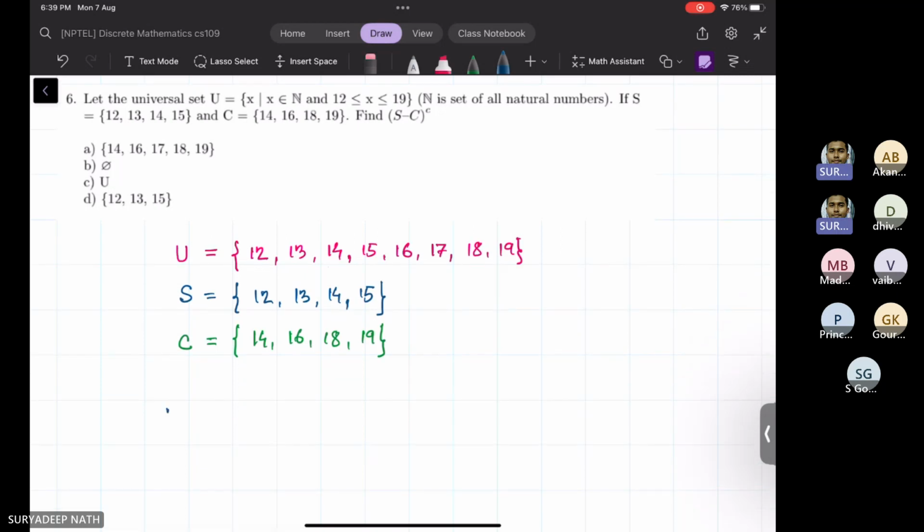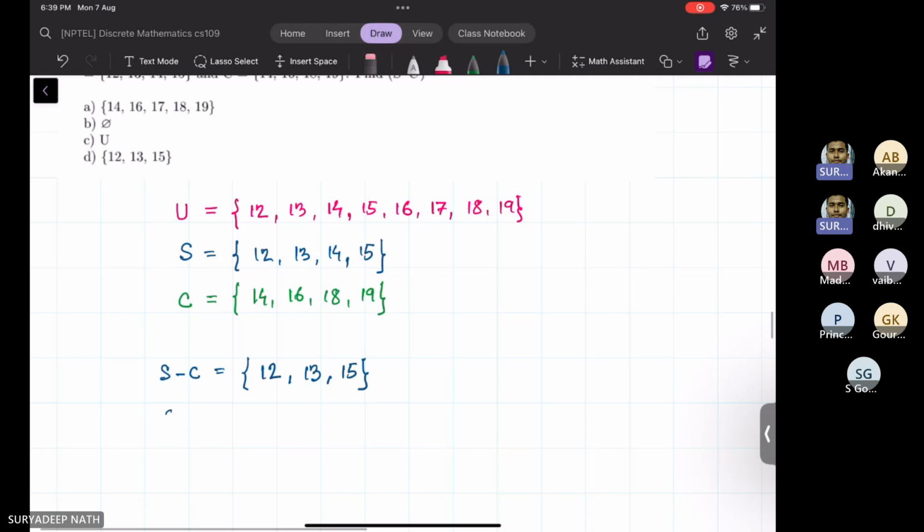So what is S minus C? S minus C are all the elements in S that are not present in C. So 12 is exclusive to S, 13 is exclusive to S, 14 is present in C, so we have to ignore 14, and 15 is also exclusively in S. So 12, 13, 15 is S minus C.